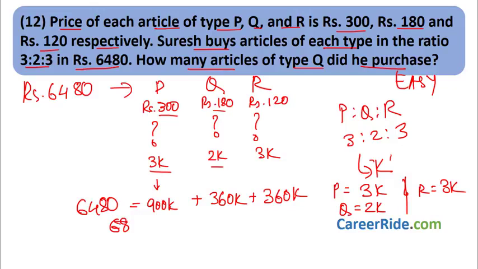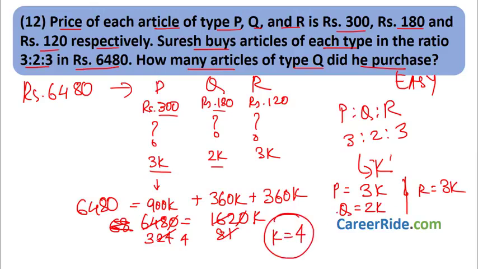So 6480 would be equal to 1620K. This gets cancelled: 81 into 4. So the value of K is 4. So the number of articles of type Q is 2K, that is 2 into 4 is 8. So Suresh bought 8 articles of type Q.